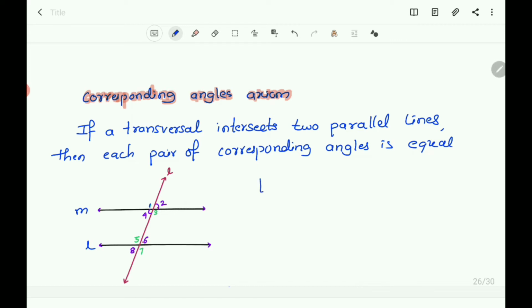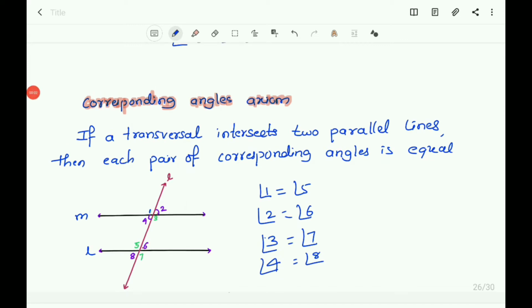So angle 1 is equal to angle 5, angle 2 is equal to angle 6, they are above the lines here, and also angle 3 is equal to angle 7, angle 4 is equal to angle 8. So you got 4 pairs of corresponding angles that are equal. According to the corresponding angles axiom, you concluded that if a transversal intersects two parallel lines, then each pair of corresponding angles is equal.